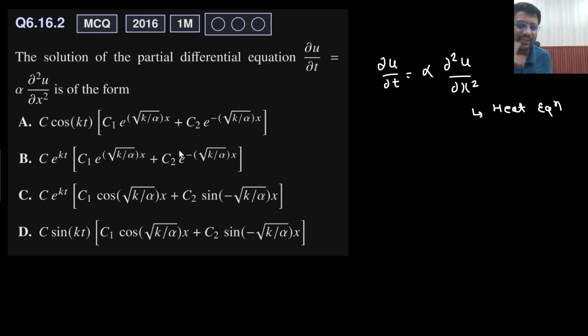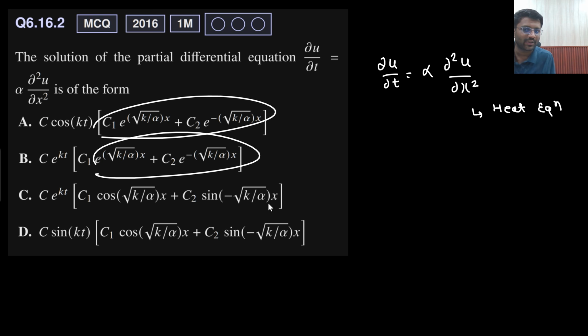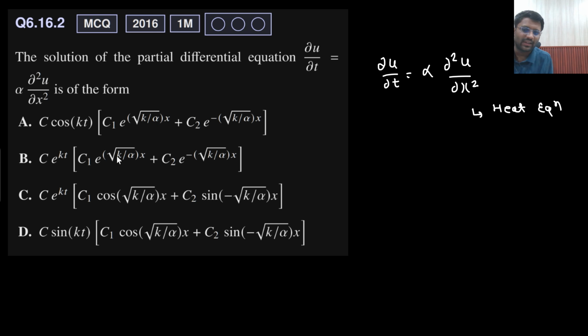If I partially differentiate 1 time, then under root k will come out, and from here as well, under root k will come out. They are exponential and exponential. Forget about sinusoid, cosinusoid. So here under root k will come out, from here as well minus under root k comes out, so I can take under root k outside.